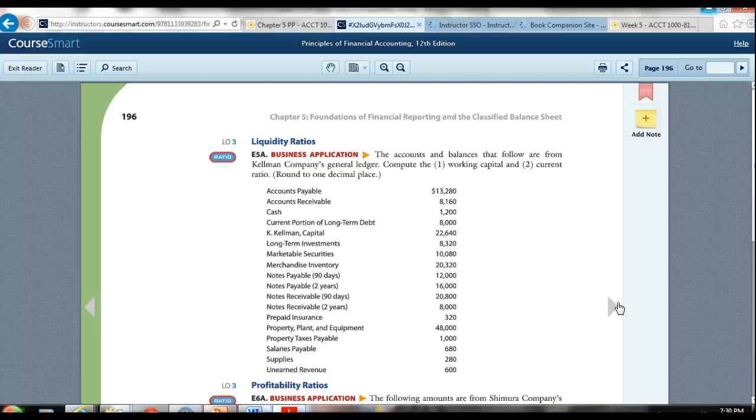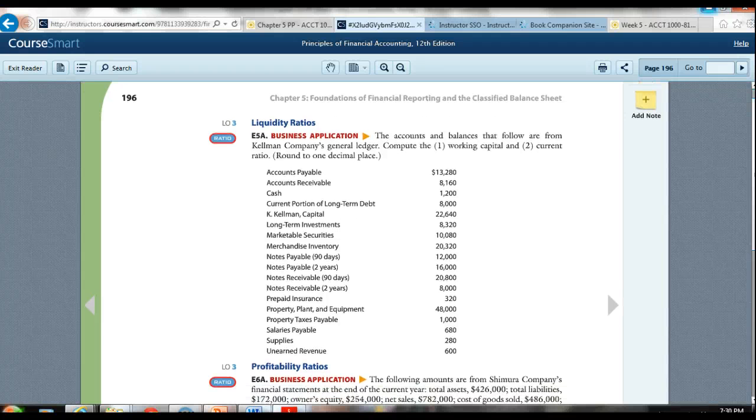Let's take E5A, okay? The accounts and balances that follow are from Kelman Company's general ledger. We need to compute the working capital and the current ratio. So guys, what is the first thing we need to do? In order to compute the working capital, don't we need to know current assets minus current liabilities?